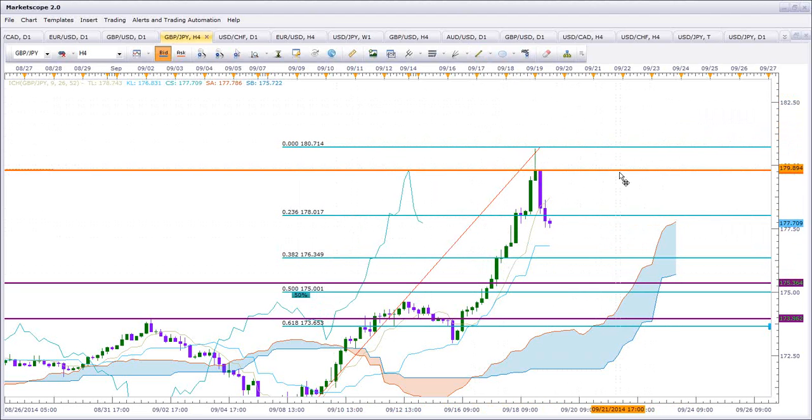So the pivot point is in orange, and by pivot I mean if the market is going down right now, but if it suddenly decides to go nuts and go back up and cross above this pivot point, then probably my analysis was incorrect.